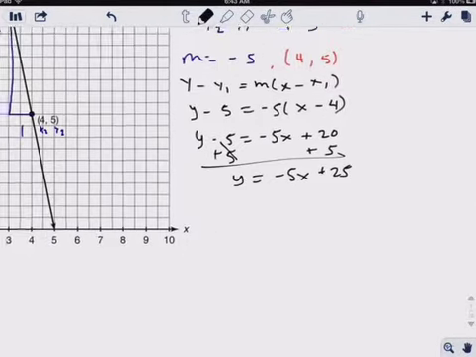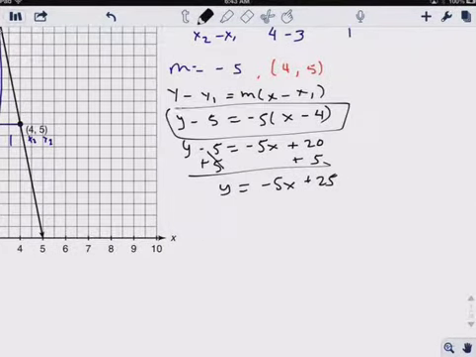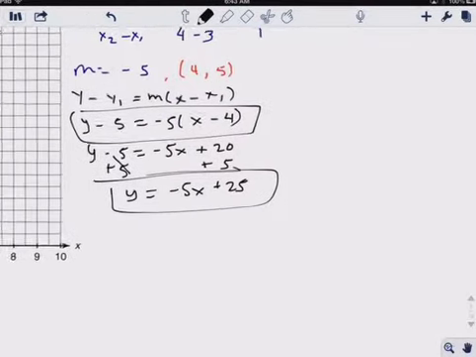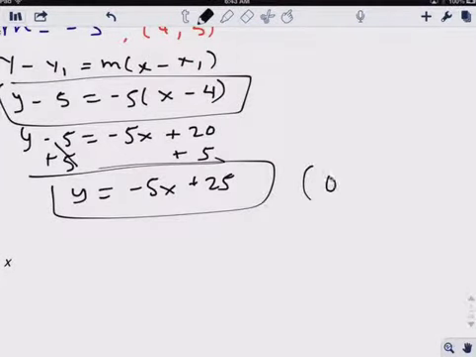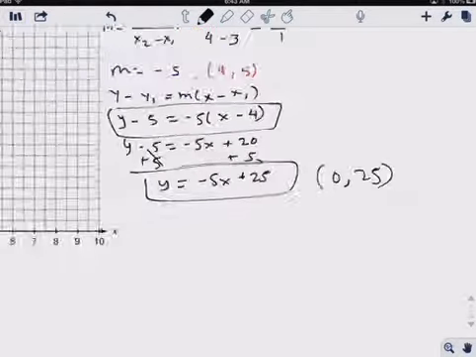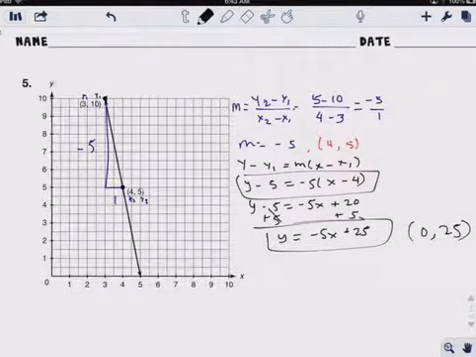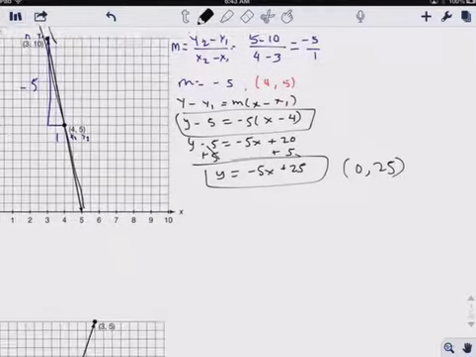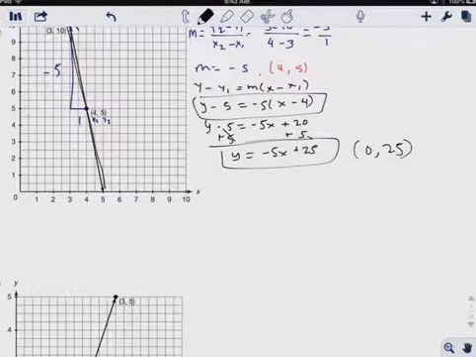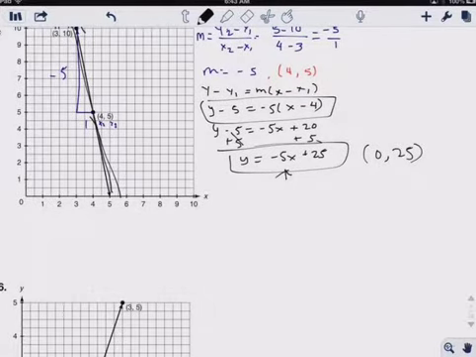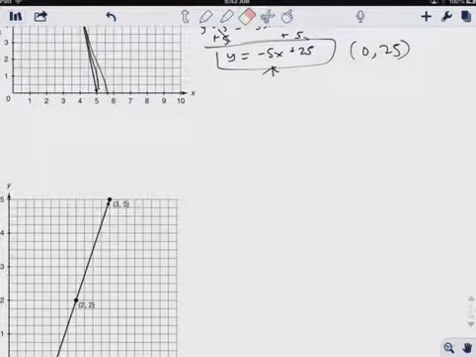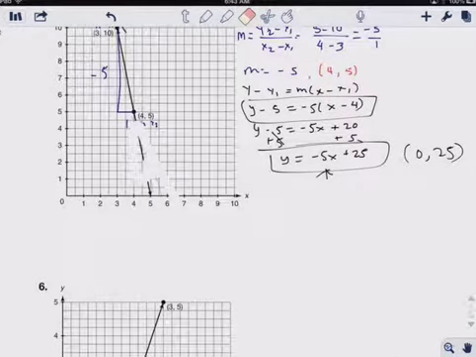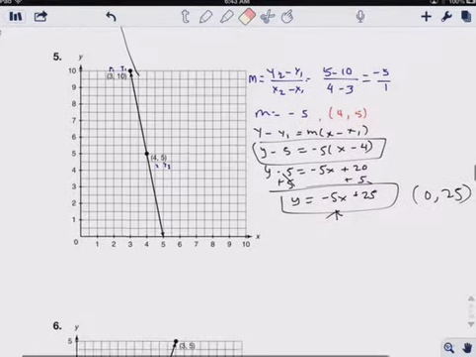So this is point slope, this is slope-intercept. Your y-intercept is 0, 25. So you can see it's going to meet somewhere at 0, 25, way up there. It's a negative slope going down, so that's correct, and it matches our thing. So always check to make sure everything is correct, if you have time.